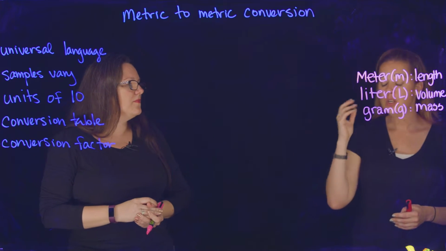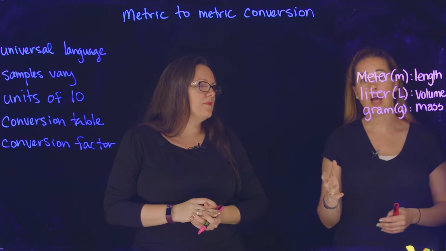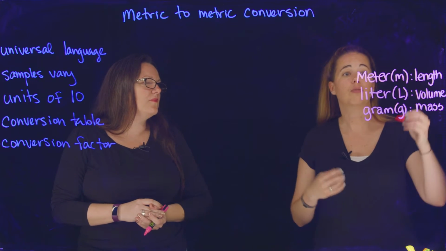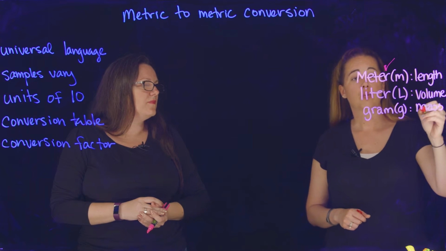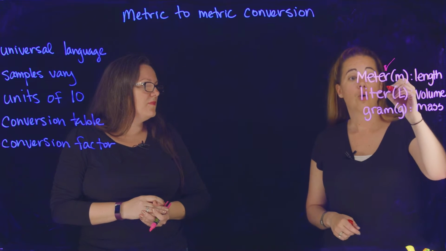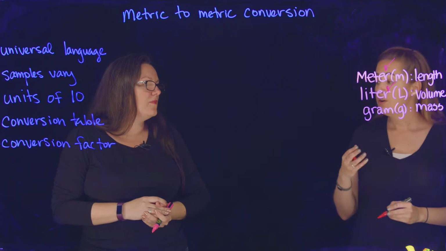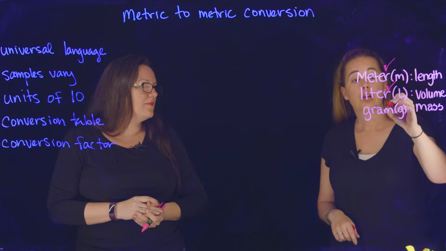You're going to be doing different types of measurements in lab. You're going to be doing measurements of length, so our base unit is going to be the meter. You're going to be using measurements of volume, like with liquids, so your base unit is going to be the liter. And then you're going to be looking at mass, so your base unit is going to be the gram.